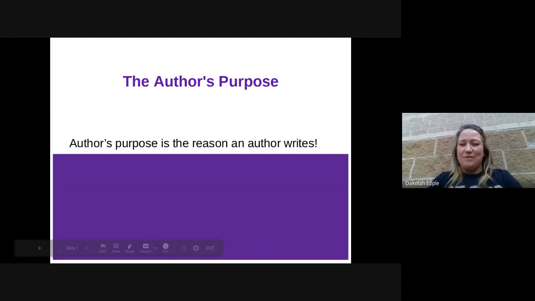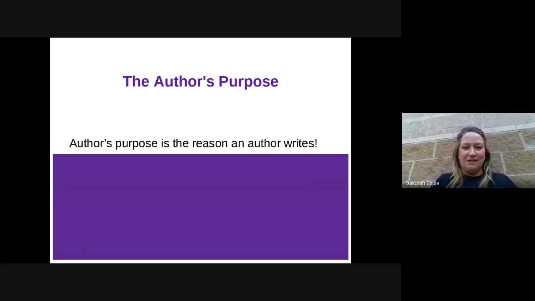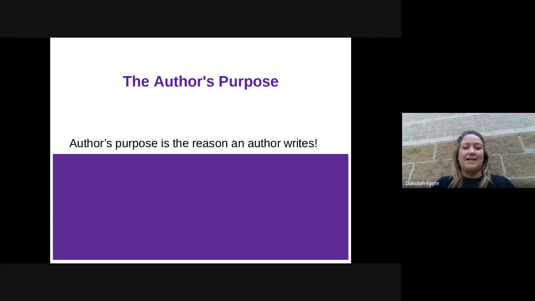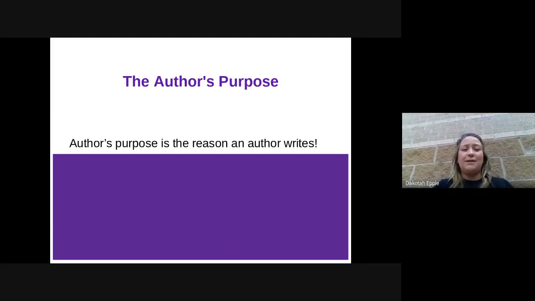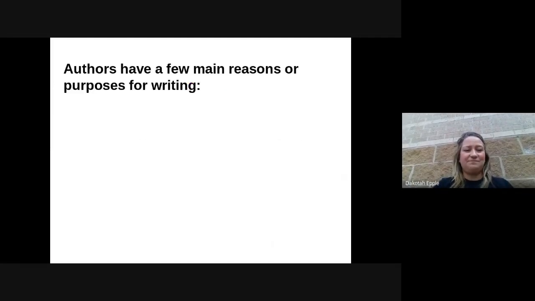Tell me, I hope that you can remember what author's purpose is. The author's purpose is the reason an author writes. Remember, they don't just sit down and write. They think of why they want to share their writing with the reader. So an author's purpose is just the reason or purpose the author has for writing.